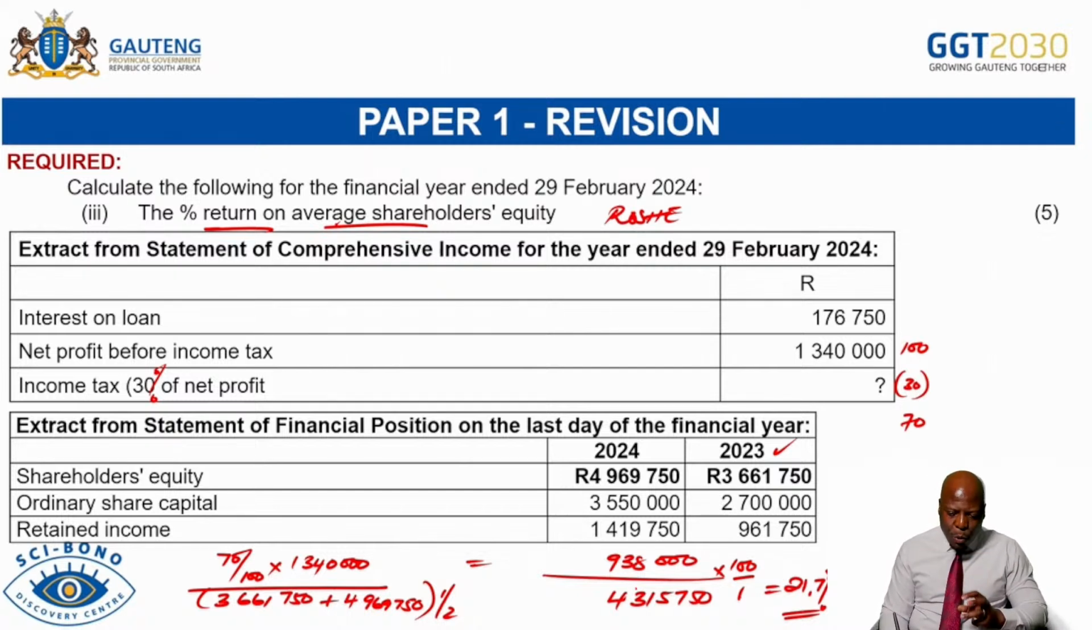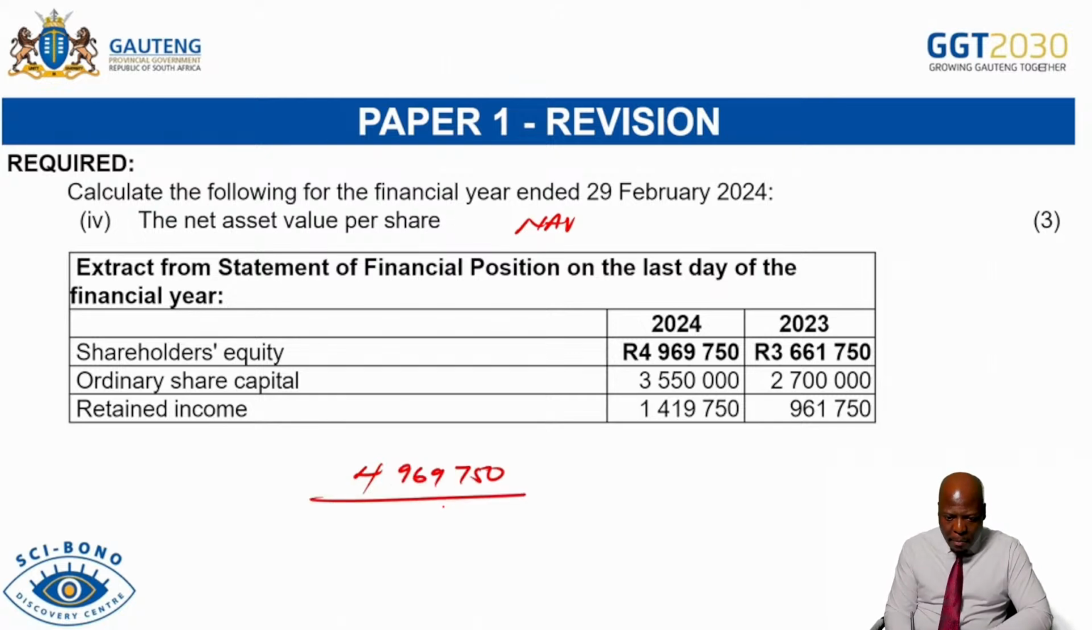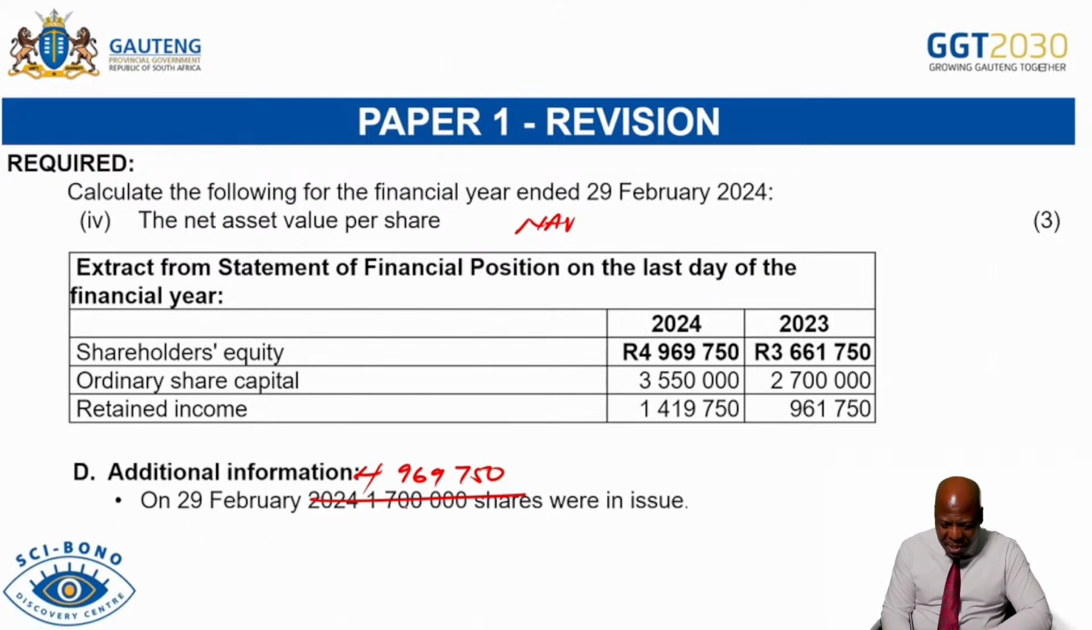I just wanted to show you how to break this down and not just punch everything into the calculator. You need to break it down nicely. And then the next one is my net asset value per share, which is your NAV. For me to get my net asset value per share, remember, it is my shareholders' equity, which is 4,969,750, and I divide this by the number of shares. The number of shares is 1.7 million.